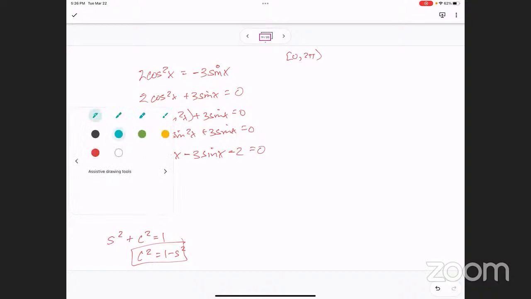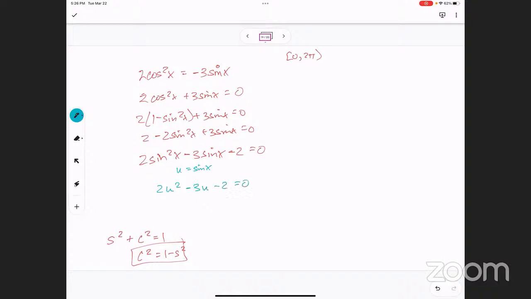Now, some teachers do this, some don't, but I like to do it. I'm gonna let u equal the sine of x, and rewrite this in terms of u. Just because it's easier to see how you factor that. So that's gonna be 2u and u, and +1 and -2, which means u equals -1/2 or u equals 2. Now put the sine back in, which means sine x equals -1/2 or sine x equals 2.